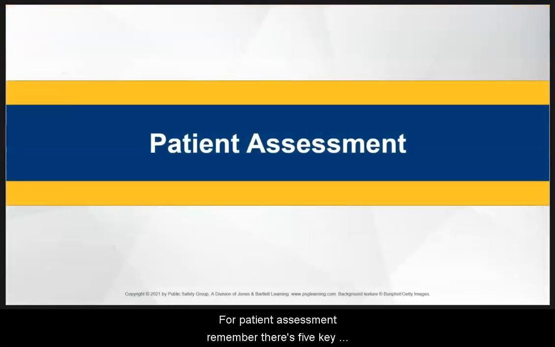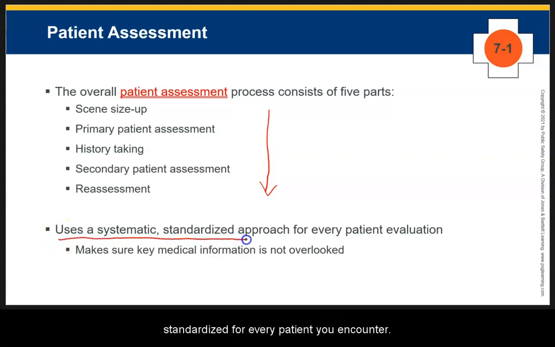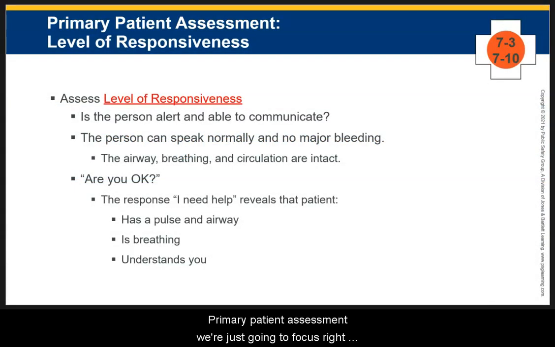For patient assessment, remember there are 5 key pieces, beginning with the scene size up, then primary patient assessment. Later we'll learn about taking a patient history, a secondary assessment with head-to-toe physical exam and vital signs, and then a reassessment. I can't emphasize enough that this needs to be systematic and standardized for every patient you encounter. For primary patient assessment, we're just going to focus right now on the level of responsiveness.